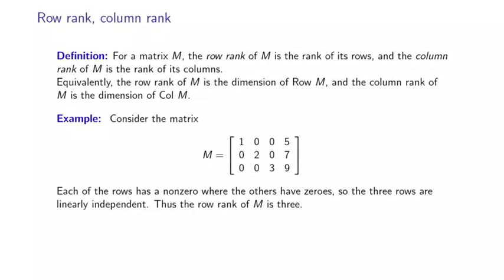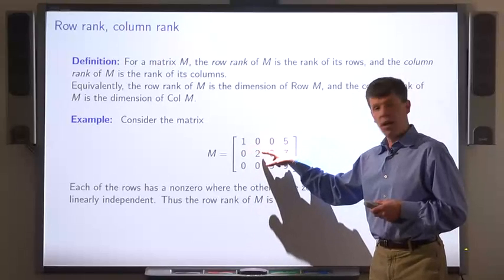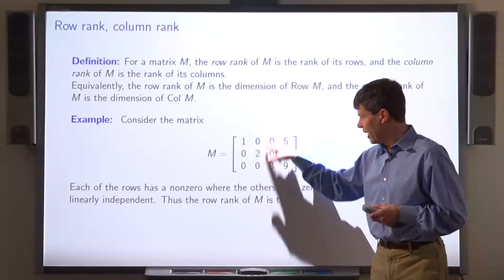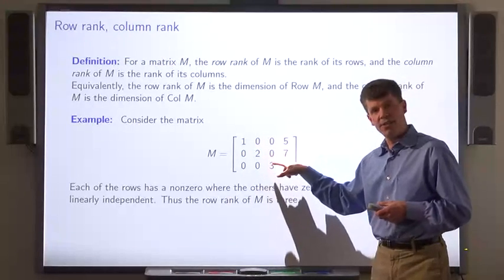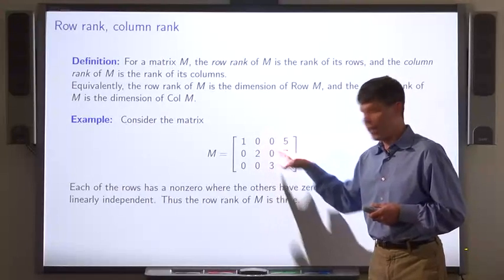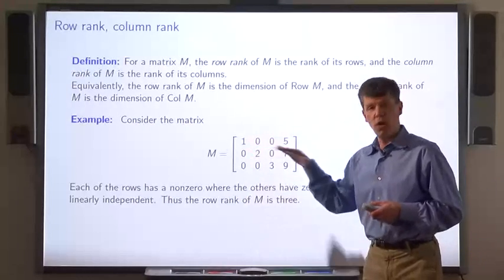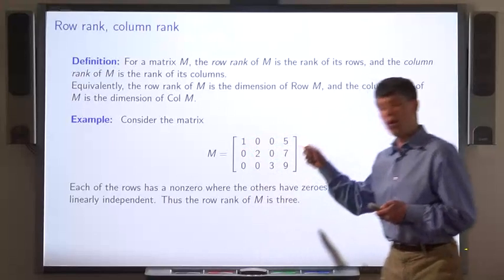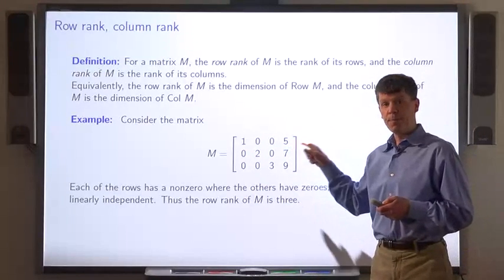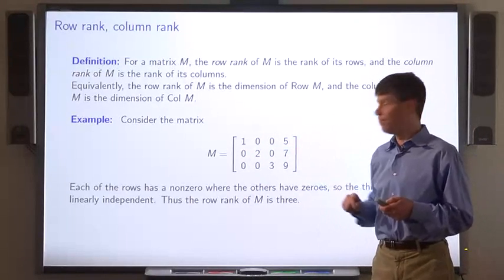Well, this row has a non-zero entry in the first column, and none of the others have non-zeros in the first column. This row has a non-zero in the second column, and none of the others do. And this one has a non-zero in the third column, where none of the others do. So these 3 rows are linearly independent. Therefore, the row rank of M is 3.